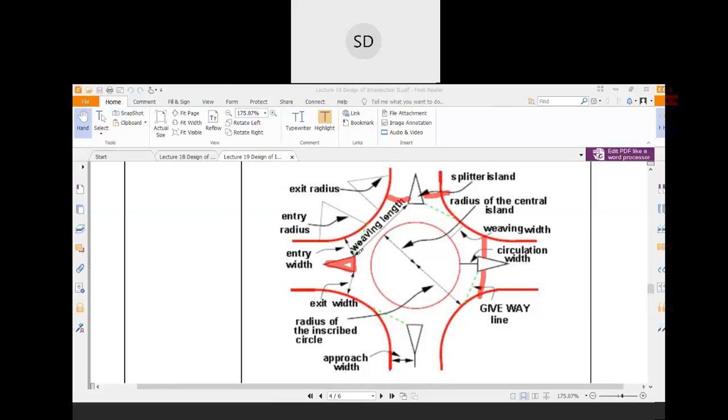From this traffic island to this traffic island, this total length is called the weaving length. This is called the approach width, and this is the entry width.